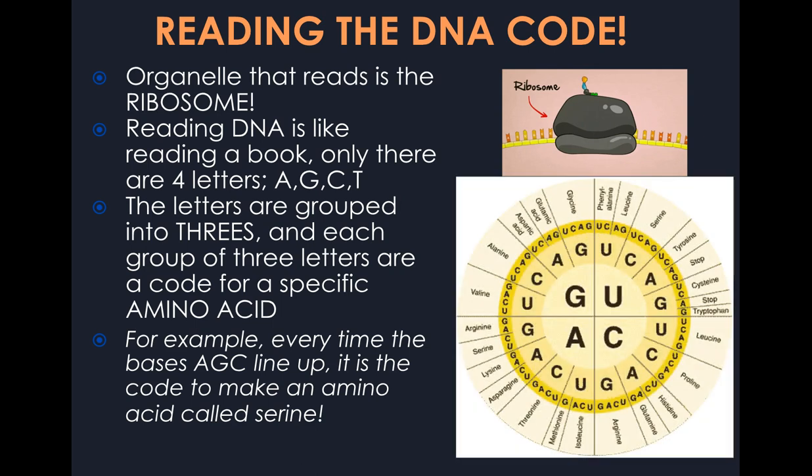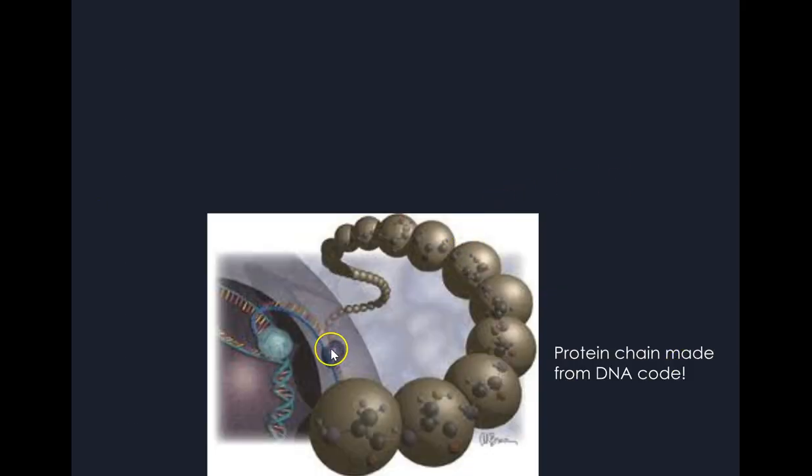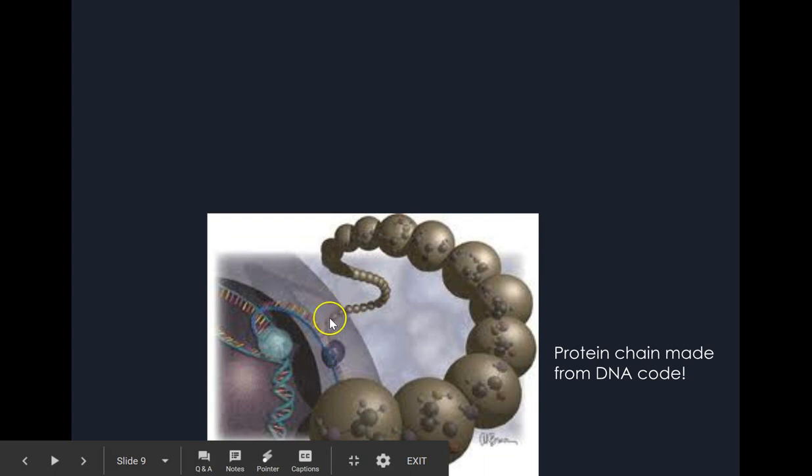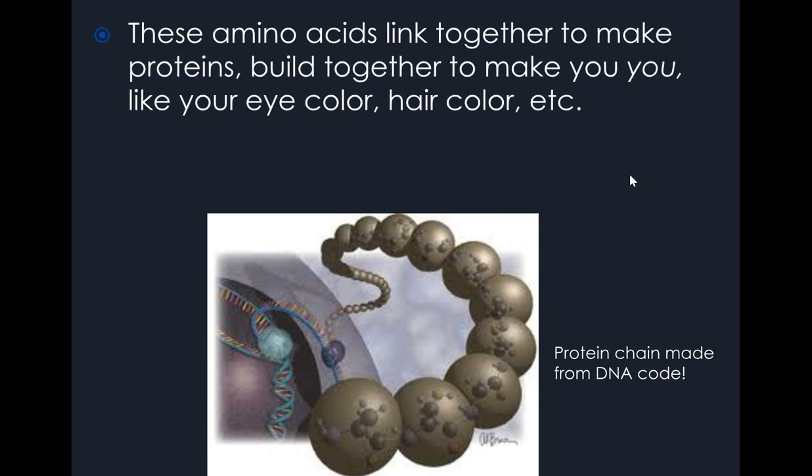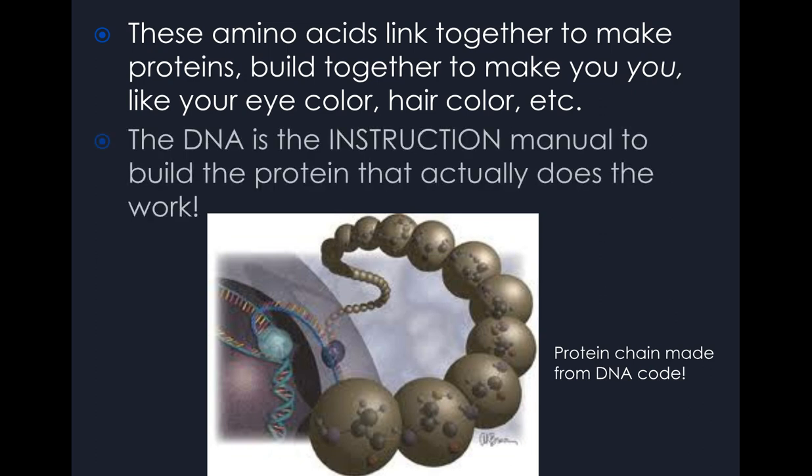Remember when we used this wheel? Yeah, for example, every time the bases A, G, and C line up, that codes for the amino acid serine. So the ribosome reads that DNA code to actually build the proteins that make you who you are. Here you can see the ribosome back here at work building a protein chain made from the DNA code. The amino acids link together to make proteins that make you you. Your hair color, your eye color, everything about you is in your DNA code. The DNA is just the instruction manual to build the protein that actually does the work.